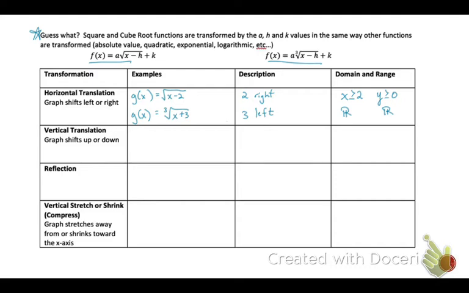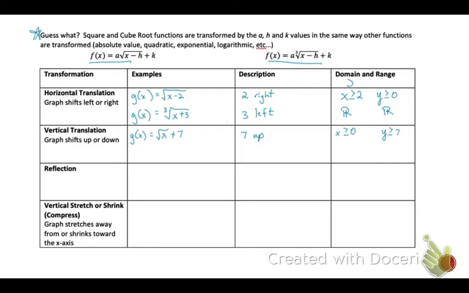Let's look at vertical translation. So this will be the k value. So let's do a square root example. g of x equals the square root of x plus 7. And of course, that's going to move our graph 7 up. Our domain will not be affected. However, our range will, because that graph is shifting 7 up. That means that it will start where y is greater than or equal to 7.